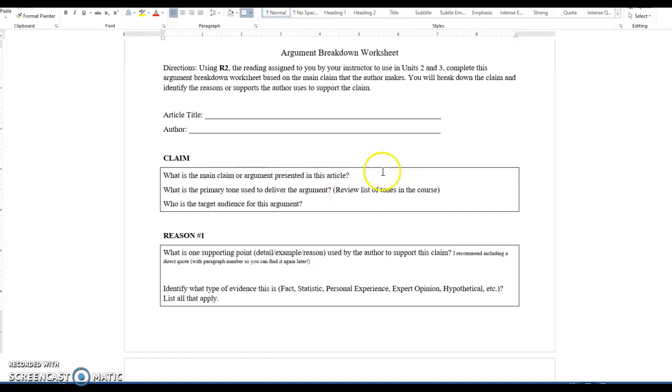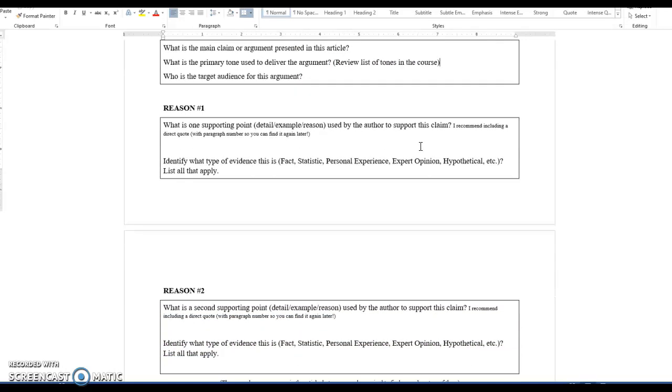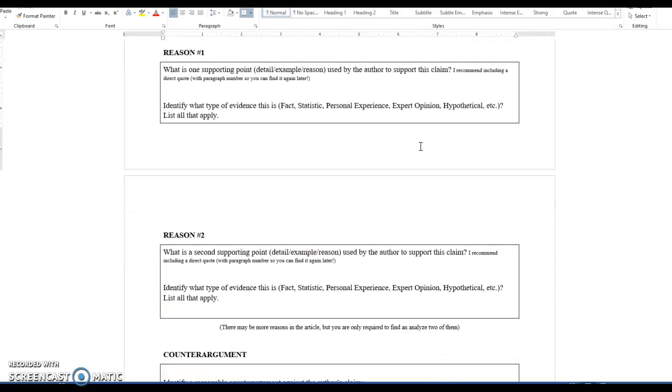The next part of the Argument Breakdown Worksheet asks you to identify 2 reasons or supporting points that the author presents to support the claim. I recommend including a direct quote from the original article with the page or paragraph number. I believe for this particular semester it's paragraph number, but include a paragraph number so that you can find this quote again later, because you will use this in your next assignment when you begin planning your actual essay.